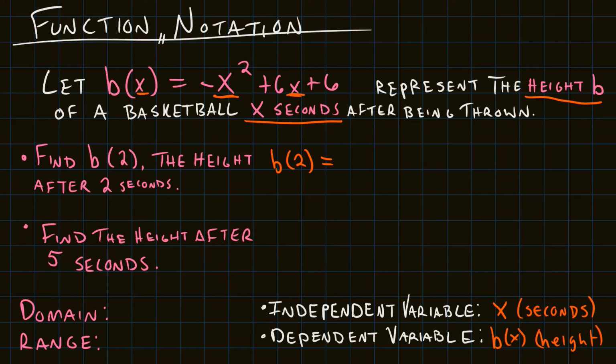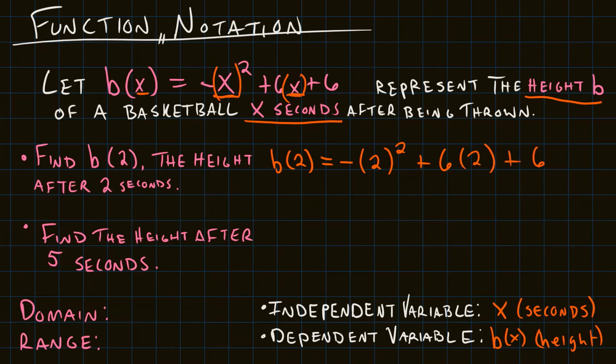Now I'm going to use parentheses to substitute, but I have to be careful to make sure I only replace the x with 2. So in this case, the negative is going to stay out in front, and 2 is going to be in the parentheses because it's replacing the x. It's going to be squared, plus 6 times the value of 2, plus 6.